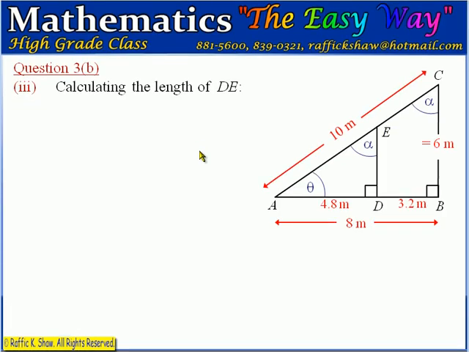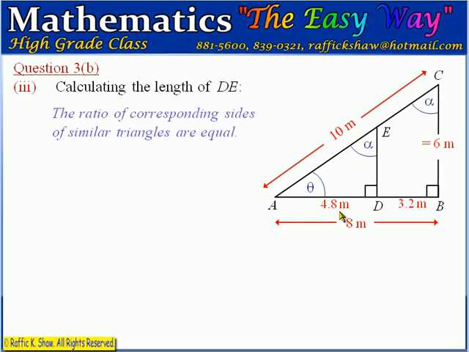Now part 3 wants us to calculate the length of DE. That's the length of this side right here. And based on the information we have that this triangle is similar to this larger triangle, we can use a rule that says the ratio of corresponding sides of similar triangles are equal. But in this case, because we have right angle triangles, it is easy to prove that rule. And I'll take the opportunity now to prove that rule. This is it. The ratio of corresponding sides of similar triangles are equal.